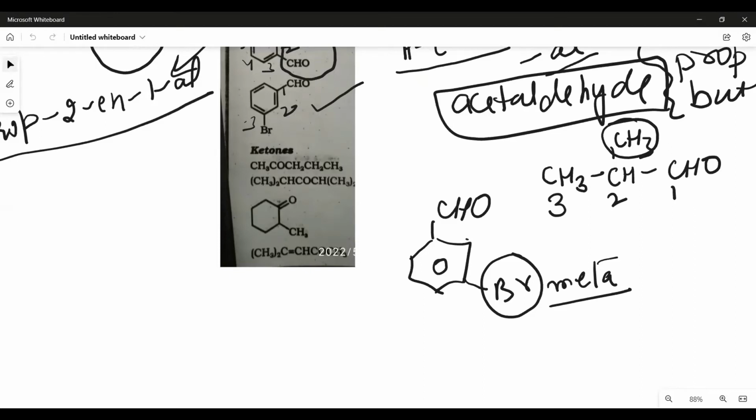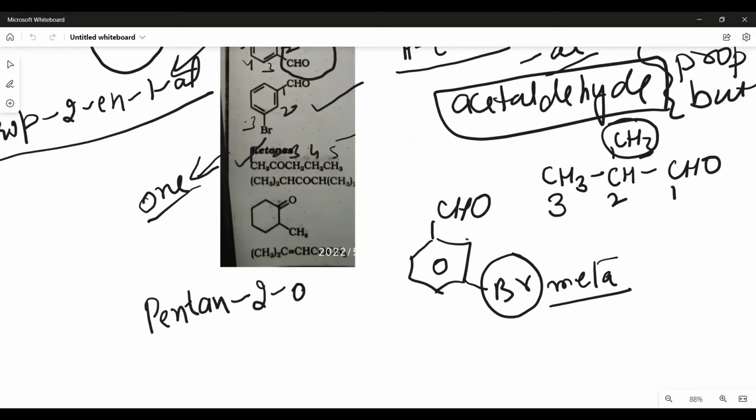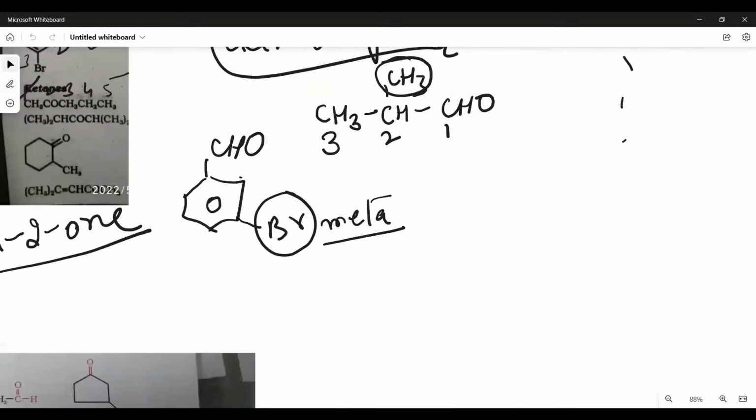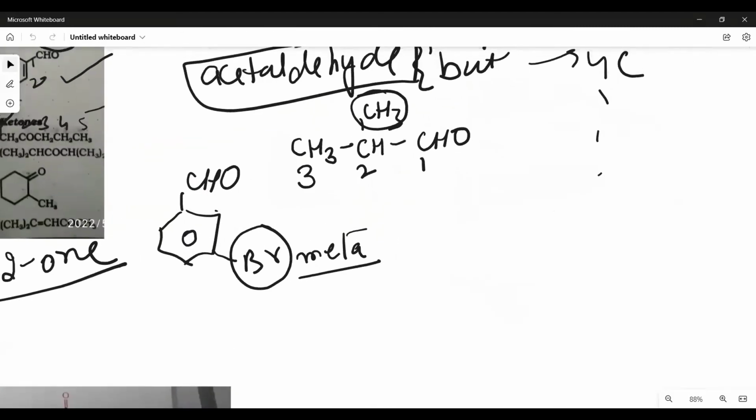Now you will see the ketones. What was there? That is, -one will be the suffix, and if they are taken as a substituent, they will become oxo. So 1, 2, 3, 4 and 5. So it is pentane, because there is no double bond or triple bond, so pentane with the ketone group at the second position, so pentan-2-one. That will be the nomenclature for this particular compound. If it were pentan-3-one, the C double bond O would be at the third position.